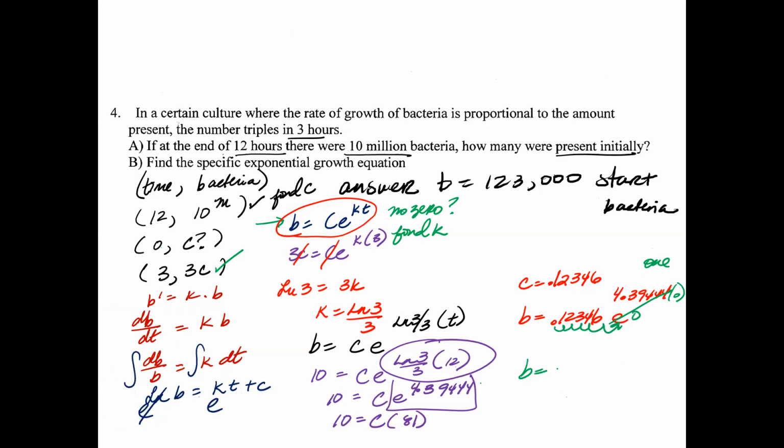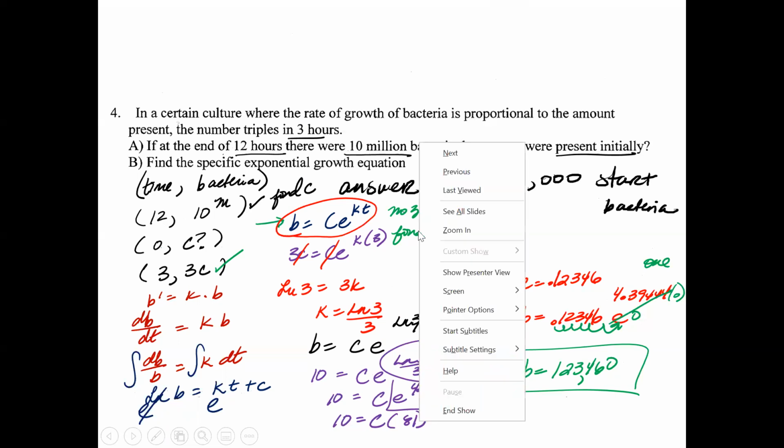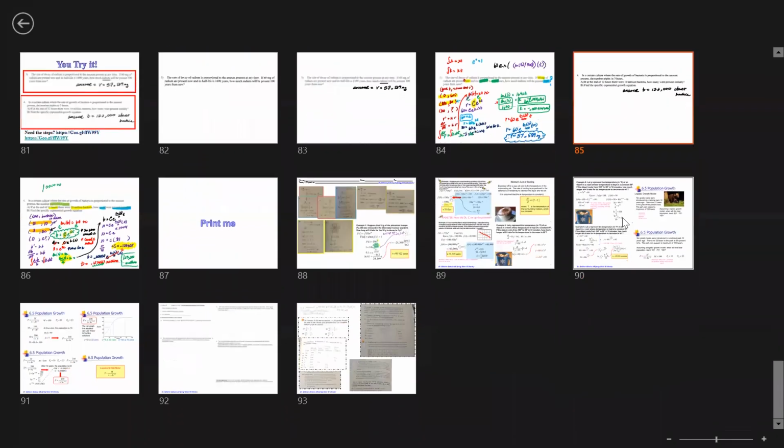So your initial bacteria is 123,460 bacteria is how much you started. And if this bacteria continue growing and tripling every 3 hours, then in 12 hours, you will have 10 million bacteria. All right, you guys, that was pretty much it.